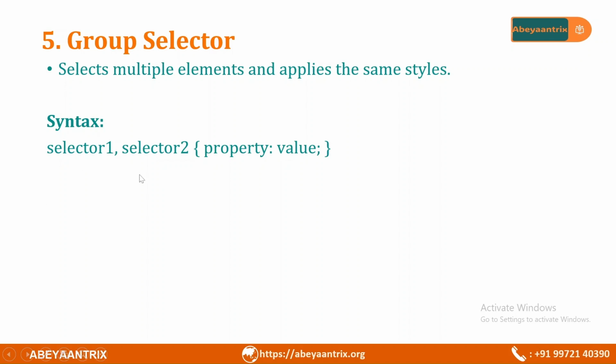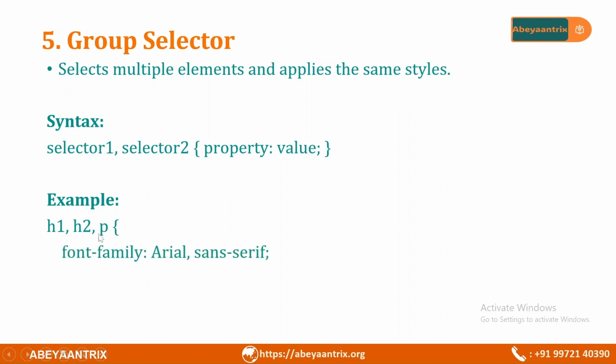You can take any tags here, multiple tags, and apply the styling property here. So the example will look like this: H1, H2, P, all these elements apply the same. Here we are grouping multiple elements, multiple selectors, and applying the same styling. So this we call a grouping or group selector. This is a huge time saver.